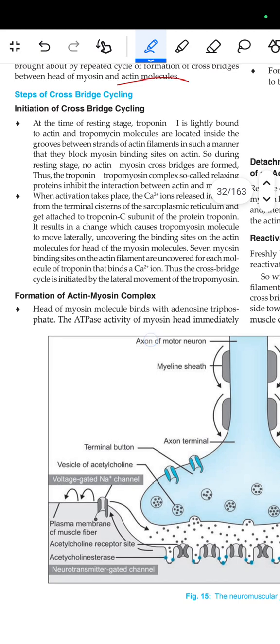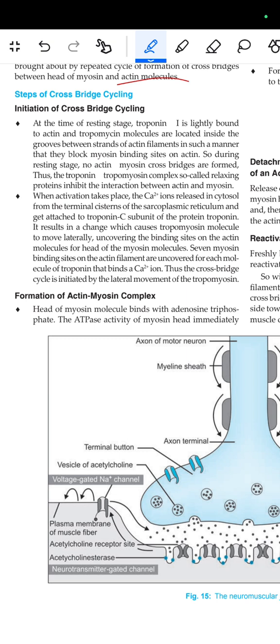Steps of the cross bridge cycling. In the sequence of cross bridge cycling, at the time of the resting stage, troponin I is lightly bound to the actin and the tropomyosin molecules are located inside the grooves between the strands of the actin filament in such a manner that they block the myosin binding site on the actin. So during the resting stage, no actin-myosin cross bridges are formed. Thus the troponin-tropomyosin complex, so-called relaxing proteins, inhibit the interaction between the actin and the myosin.